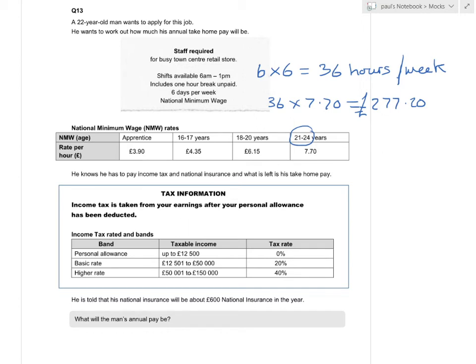Taxable. So this is a year, isn't it? Yeah. So let's find out what that is a year. So 277.20 times 52 weeks. Yeah, he's not going to have any holidays, is he? Right. Times 52 weeks, which makes him earn 14,414. Oh, a lot of fours a year.